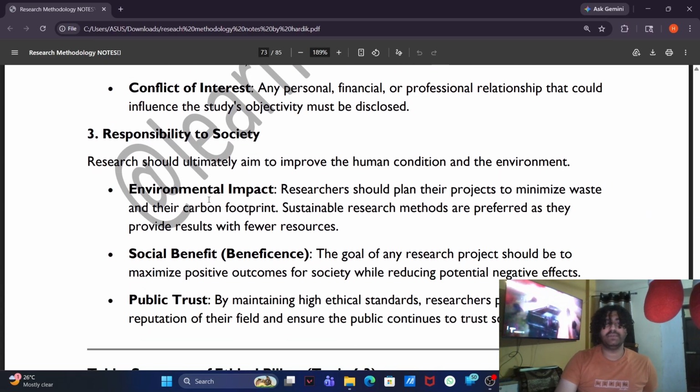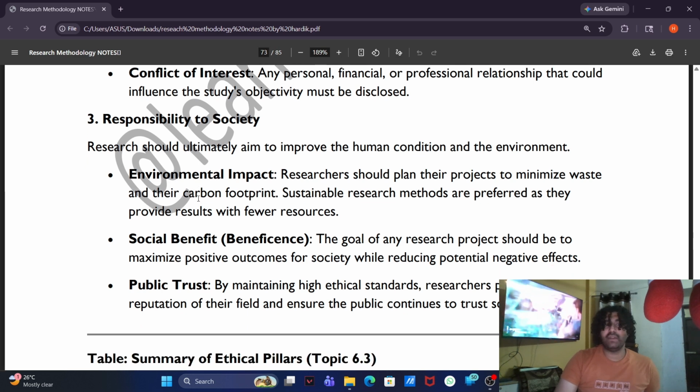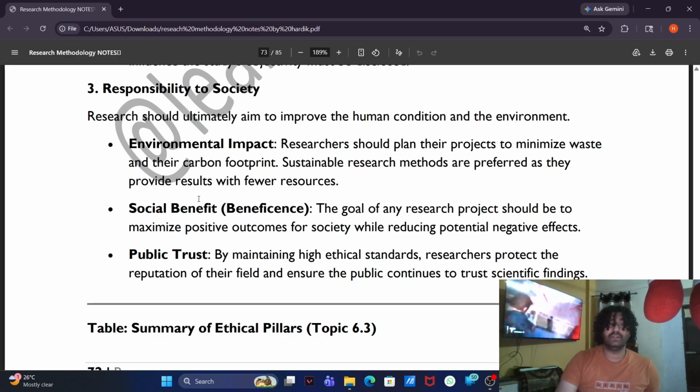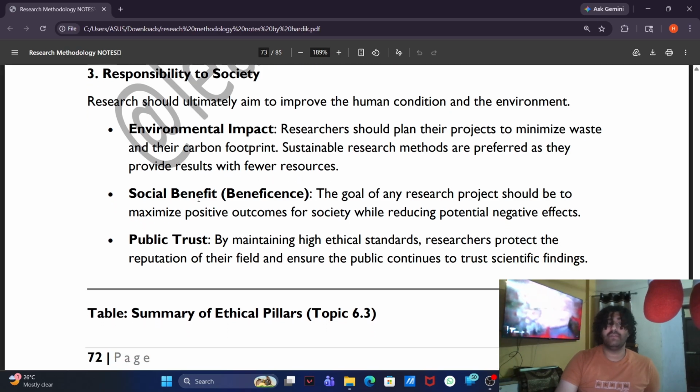Next topic, responsibility to society. Researchers should ultimately aim to improve the human condition and the environment. Environmental impact. Researchers should plan their projects to minimize waste and their carbon footprint. Sustainable research methods are preferred as they provide results with fewer resources. Social benefits. The goal of any research project should be to maximize positive outcomes for society while reducing potential negative effects. Public trust.